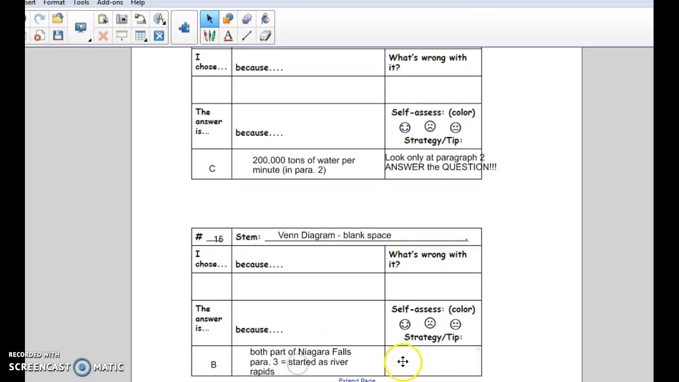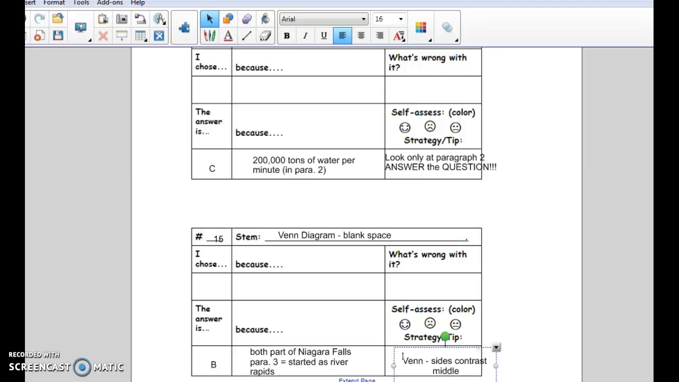The strategy, just remember that the sides of the Venn contrast. The middle shows something that should be true for both. We're comparing.